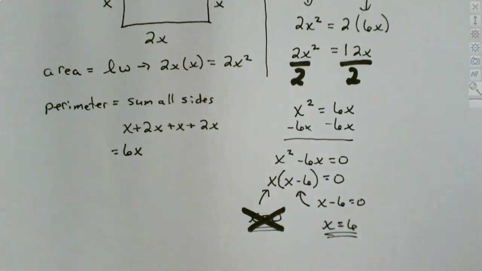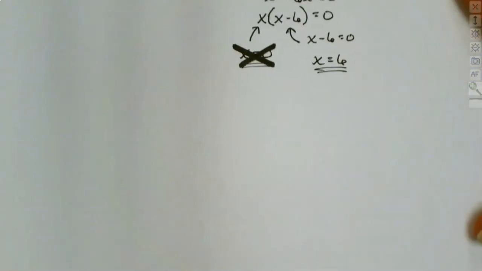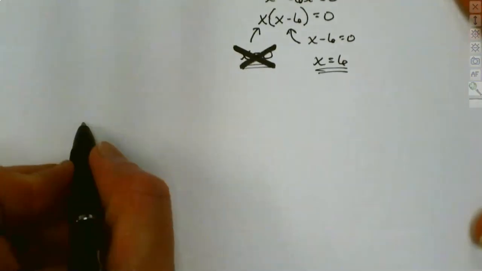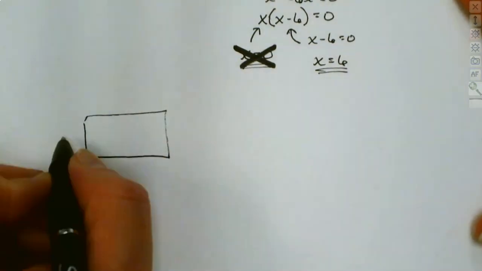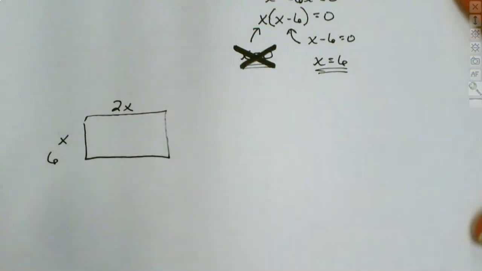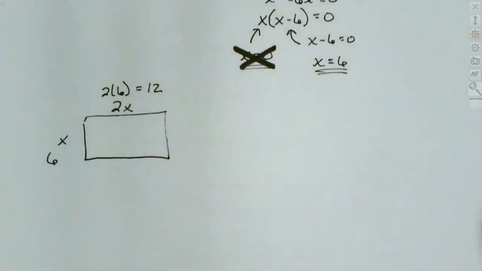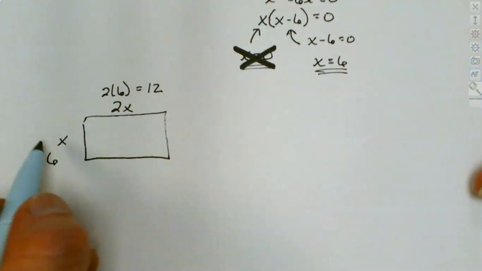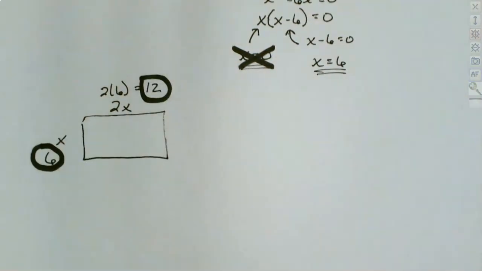Now we do want the dimensions of this original rectangle, so let's redraw our rectangle and fill it in. The original rectangle was x by 2x. So that's going to make this 6, and 2 times that 6 makes it 12. So it's a 6 by 12. We don't have any units to put on here, so we'll just leave it as 6 by 12. So that's how we work out question 32.